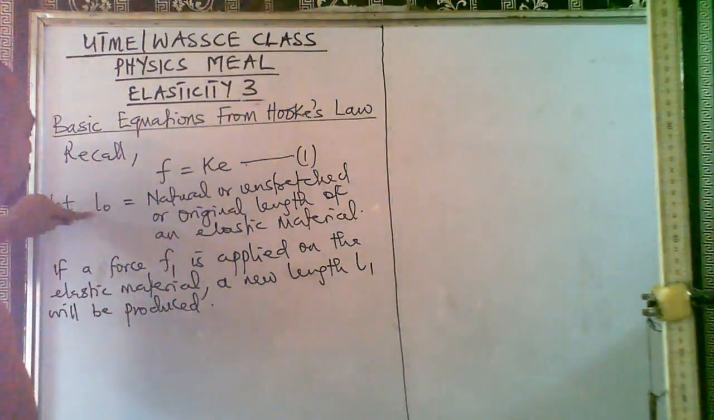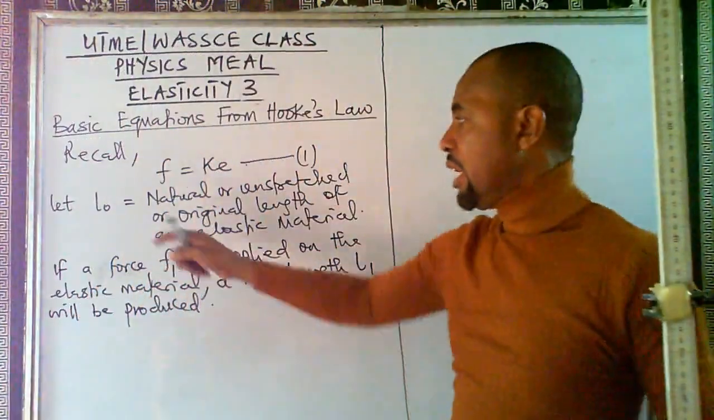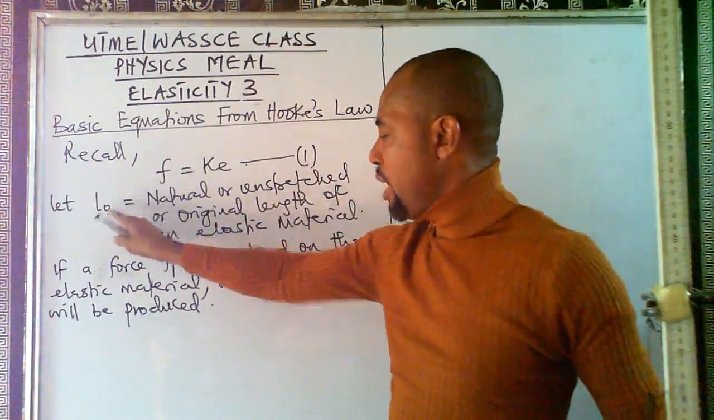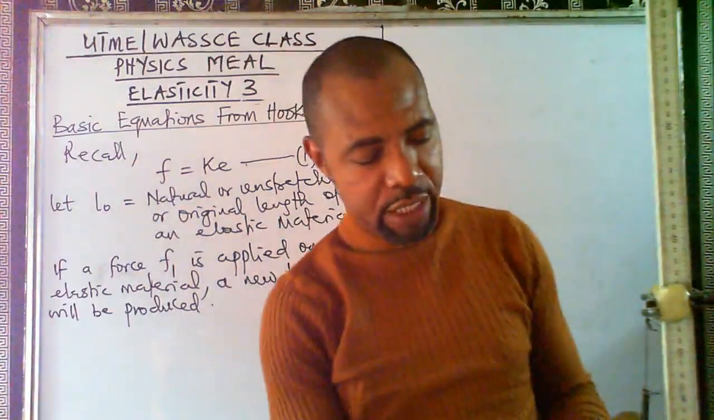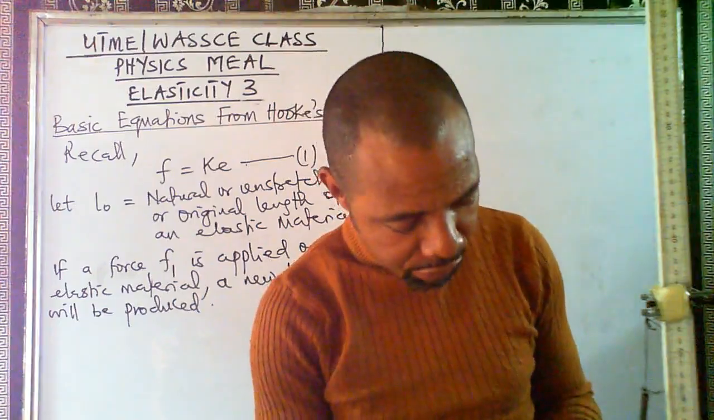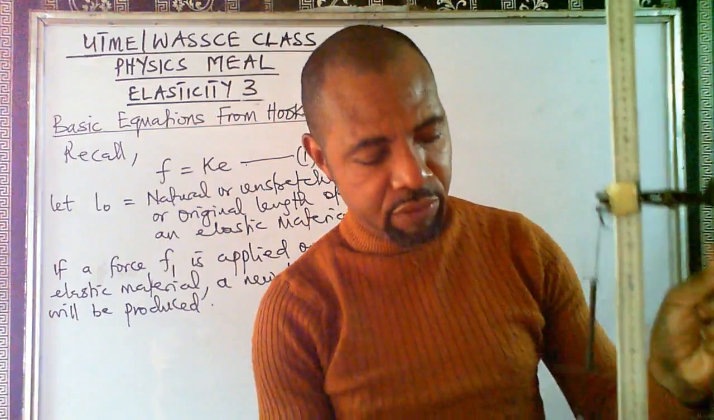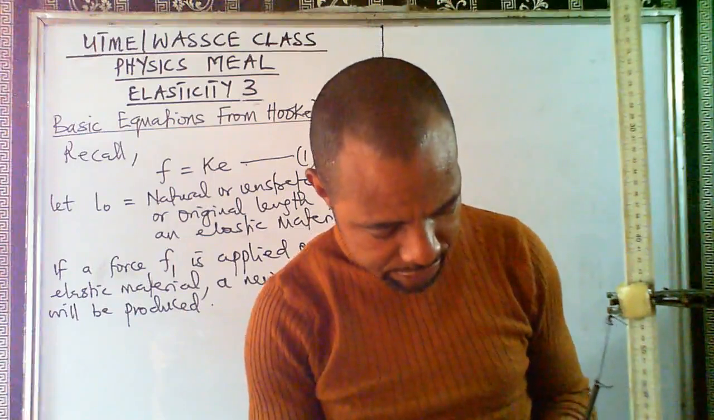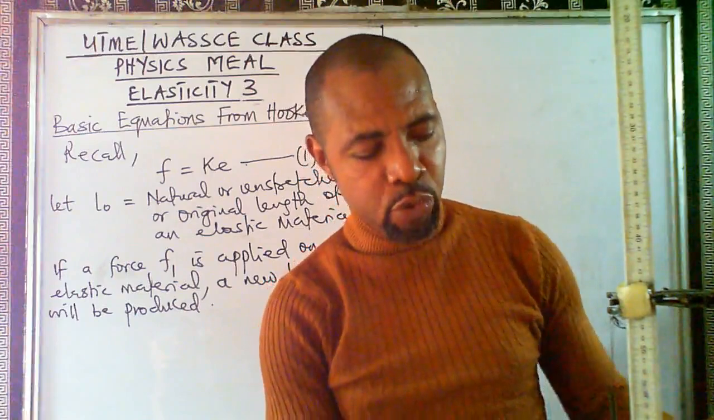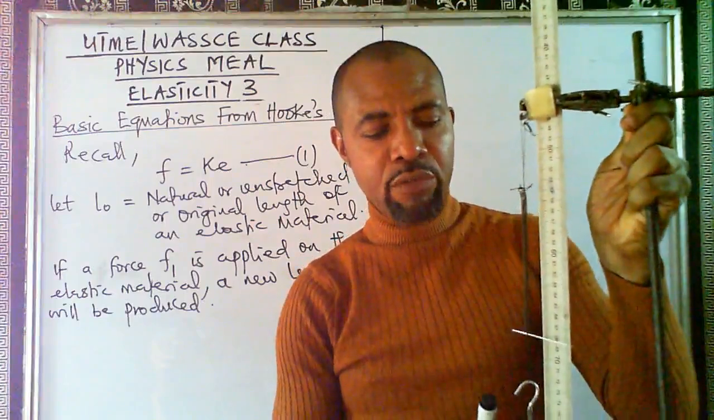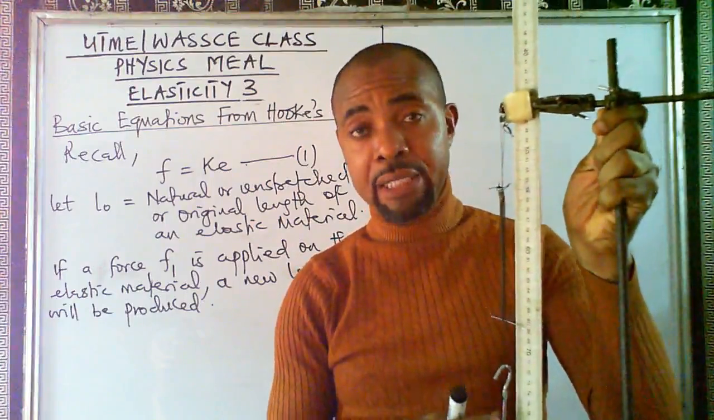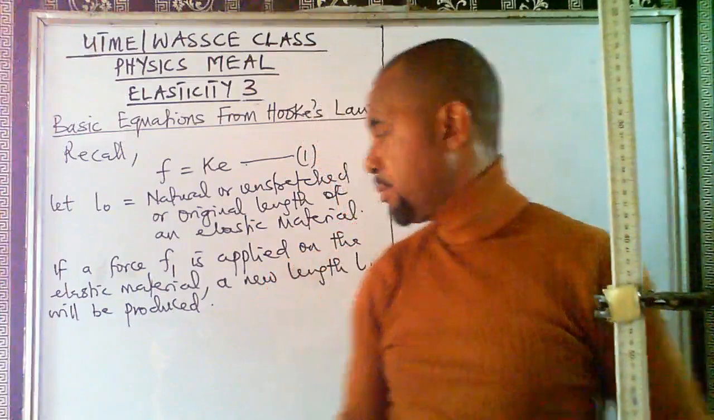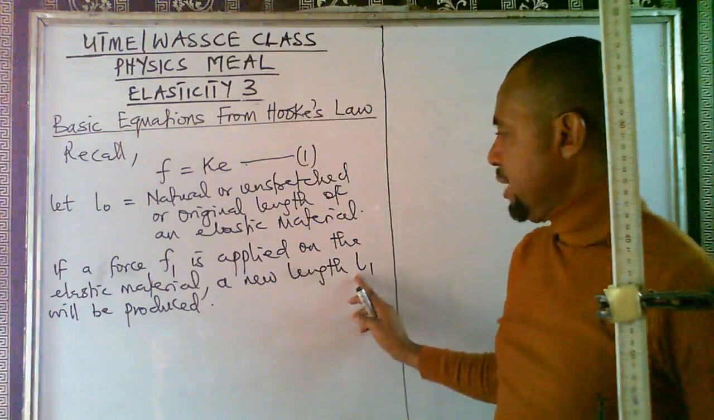So the length will now move from the original length, the natural or the unstretched length, to a new length L1, and that's what we saw here. If I remove this, that's the natural length. The moment I add this, it will now extend to a new length L1 by the application of this force F1, right? This force is in form of mass, and I'm using mass as the force, that's the load now, okay?